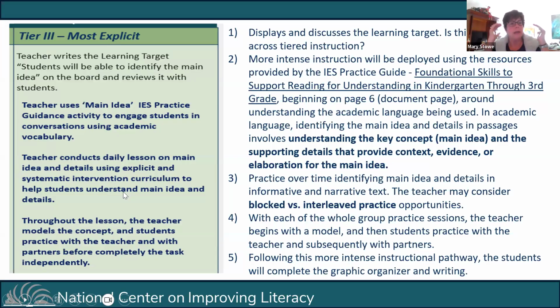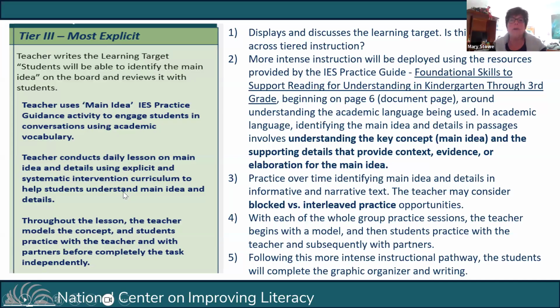Again, we're going to make sure that students understand the learning target, but we're going to intensify that work, perhaps using recommendations from the Foundational Skills to Support Reading for Understanding in Kindergarten through 3rd grade. This is an IES practice guide that delivers this very important information around what we need to think about. So maybe we need to think about teaching explicitly the academic language being used.